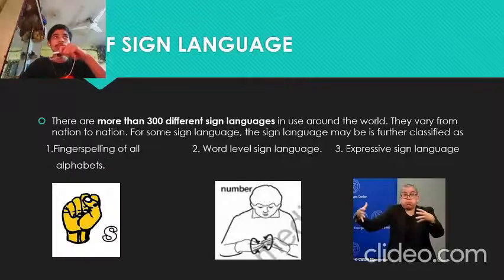So basically there are 3 types of hand sign. The first is alphabet level hand sign, in which every alphabet is represented by a particular hand sign. Then word level sign language, in which a particular word can be expressed in a particular hand sign. Then expressive level sign language, which can be expressed through expressions.